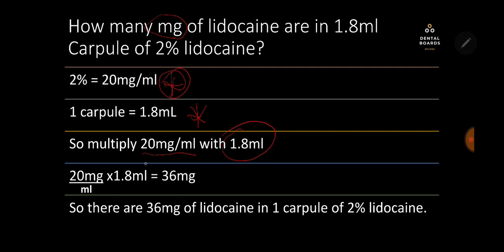Since you multiply these two numbers, 20 milligrams per ml times 1.8, it will give you 36 milligrams of lidocaine. Remember, lidocaine is the local anesthetic that we are calculating. So there are 36 milligrams of lidocaine in 1 capsule of 2% lidocaine.